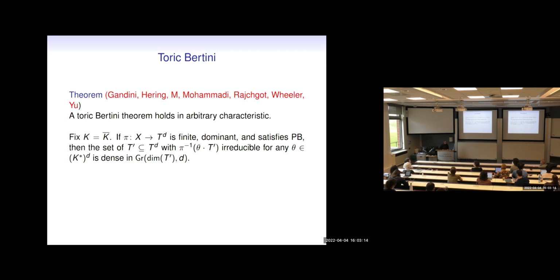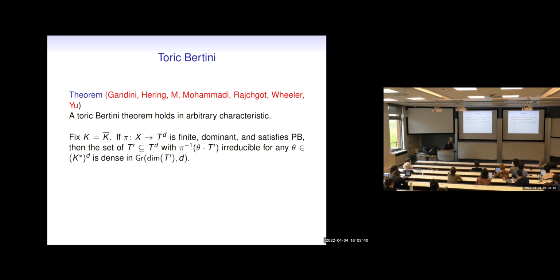And who's the "we"? This is a big group: Francesca Gandini, Milena Hering, Fatemeh Mohammadi, Jenna Rajchgot, Ashley Wheeler, and Josephine Yu. So what we say is that there is a Toric Bertini theorem in arbitrary characteristic. And let me be a bit more precise. I'm restating it because it's a slightly different statement.